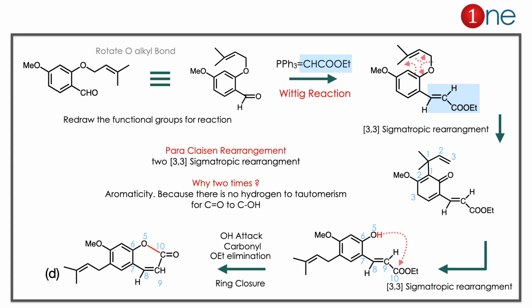Here you have to learn two important reactions. One is the Wittig reaction. The Wittig reaction occurred between the carbonyl and the ylide. You have the final product as an alkene. The second thing is the Claisen rearrangement. The Claisen rearrangement occurs between the ether and its ortho and para substitution.